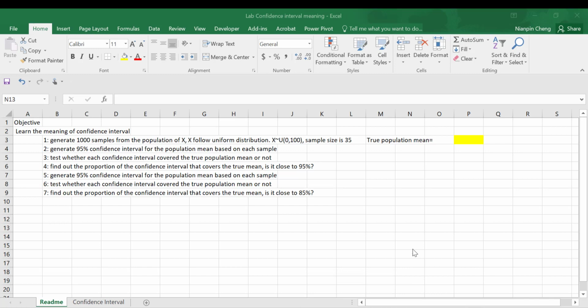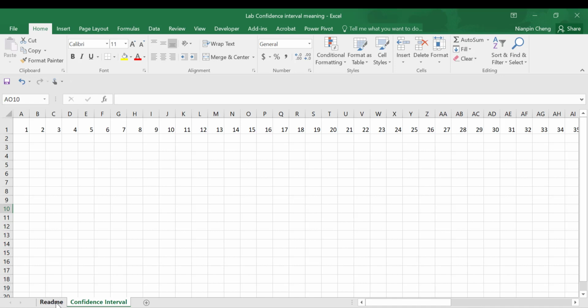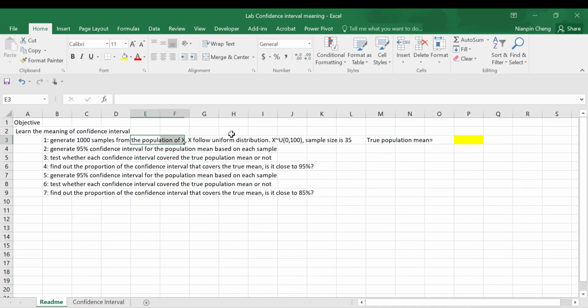So the purpose of this lab is to learn the meaning of confidence interval. So here we need to generate 1,000 samples from the uniform distribution, X from uniform 0 to 100. So the population mean will be half of the lower limit and upper limit, so equal to 50. So that's the true population mean.